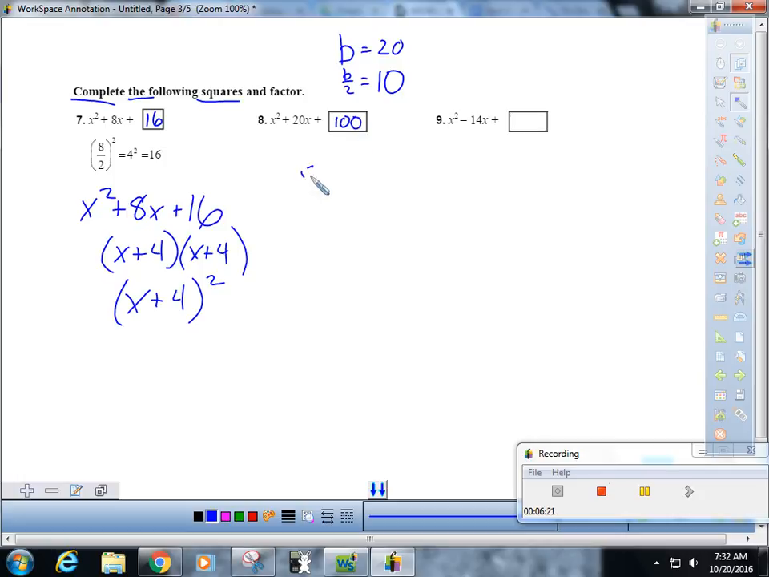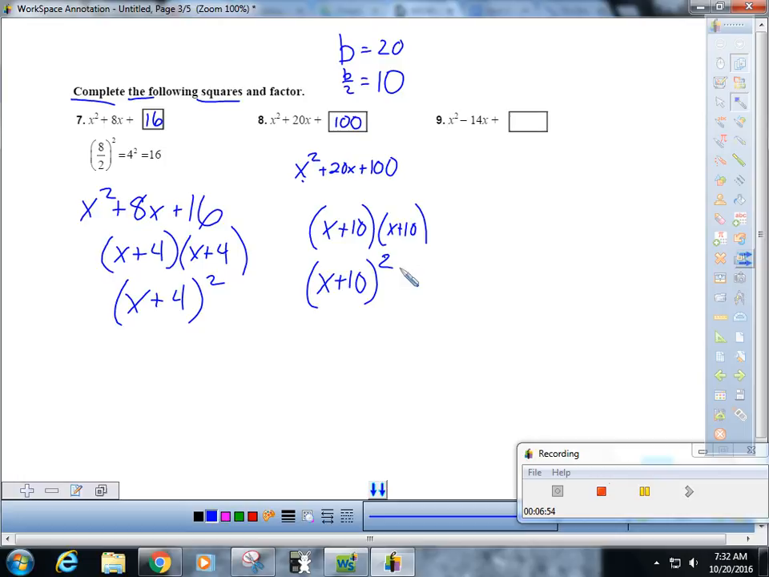Okay, now I'll rewrite this. x squared plus 20x plus 100. If you did it right, this will be a perfectly easy thing to factor. Two numbers that multiply to be 100 and add to be 20. It's always b over 2. 10, right? 10 times 10 is 100. 10 plus 10 is 20. So this is going to be x plus 10 times x plus 10, which is x plus 10 squared.